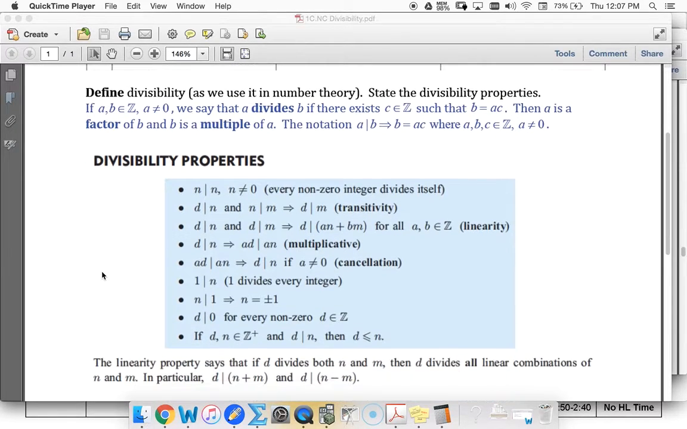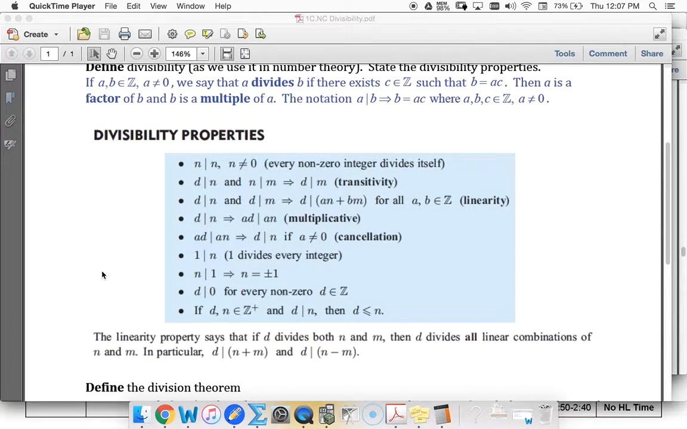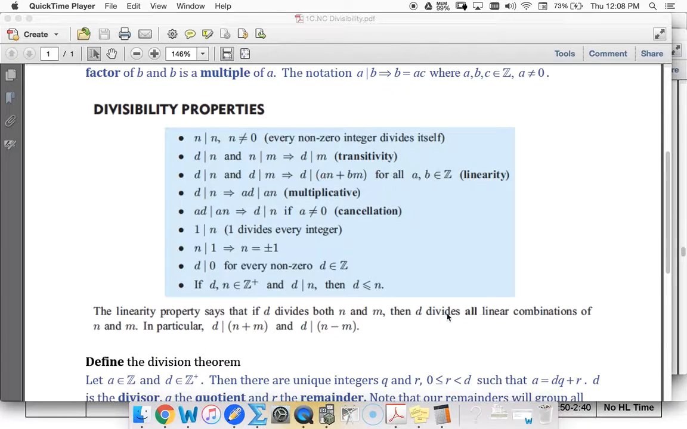These divisibility properties I just copied in from your book, so you should be familiar with these, but many of them are common sense. So n divides n, of course that's true. If d divides n and n divides m, then d also divides m. If d divides n, d divides m, then d divides a sum of an plus bm. So this is the linearity property. And the linearity property is all linear combinations.